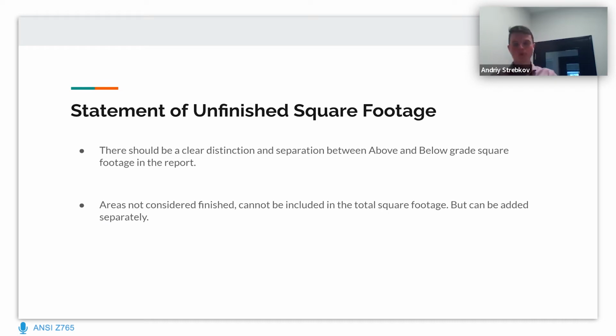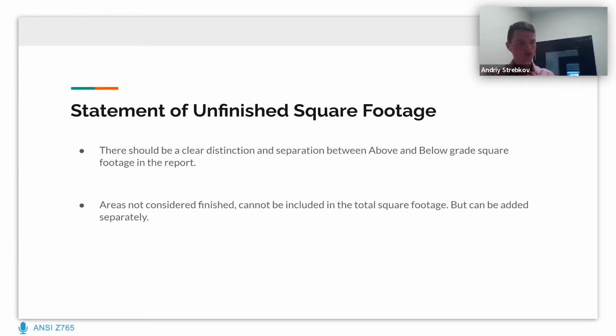When it comes to the reporting itself, there should be a clear distinction and separation between above and below grade square footage. And we're talking about finished square footage. So for example, if you have a lot of unfinished square footage, it can be included in the report, but it cannot be included in the total above grade or below grade square footage. It's reported separately. It's included separately in the same report. So that's exactly what we are going to look at right now, how you actually create those iGUIDEs.